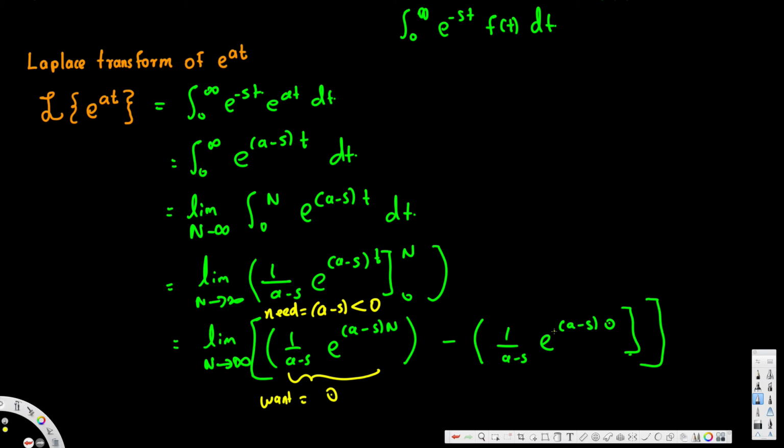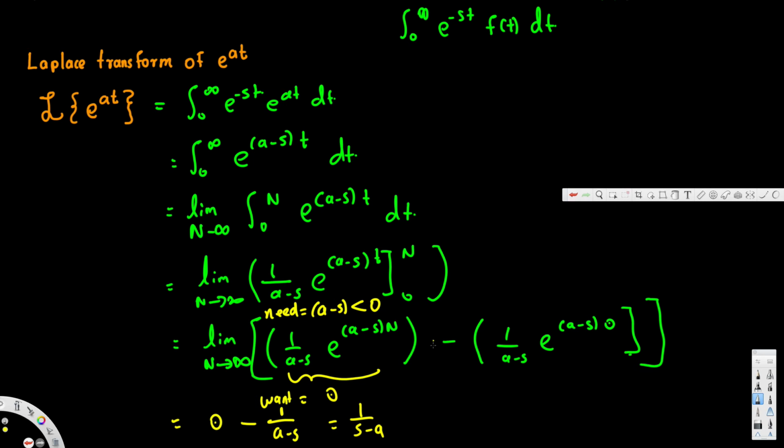And here we have 1 over a minus s e power a minus s times 0. E power 0 is 1, so 1 times 1 over a minus s. Okay, let's continue here. So the first one is 0, minus 1 over a minus s, this is 1, so this is going to be just 1 over a minus s. Since we have a negative, to make this one positive we can just switch the denominator, so that will become s minus a. In that way that will be positive.